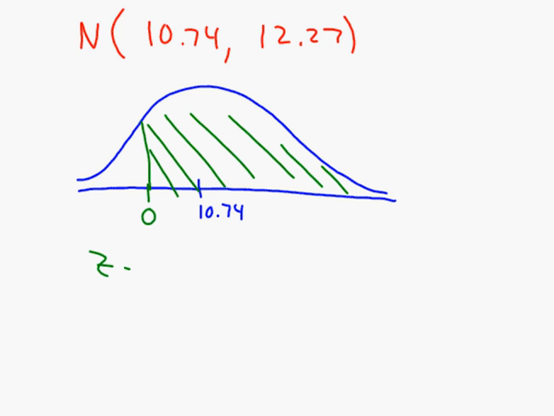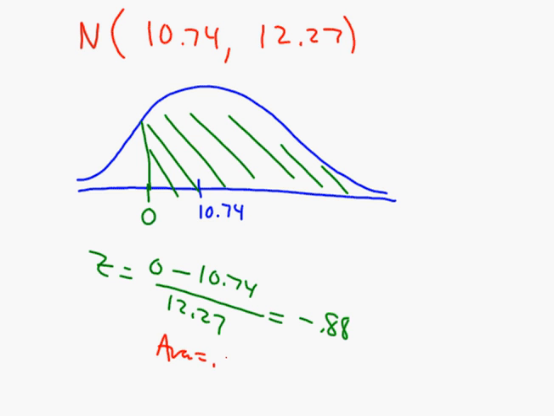Now you can answer this. You can do a z-score. Z equals 0 minus 10.74 over 12.27. You can get that answer. So this is about negative 0.88. I'm rounding to the second decimal place so I can use the table, our normal probability table. So if we look that up, negative 0.88, I'm getting a number of about 0.1894. So that's the area you'll find in the table. But keep in mind, that's the area to the left of that z-score.